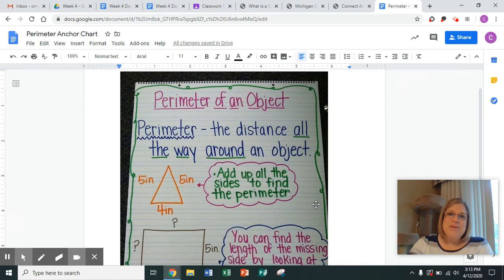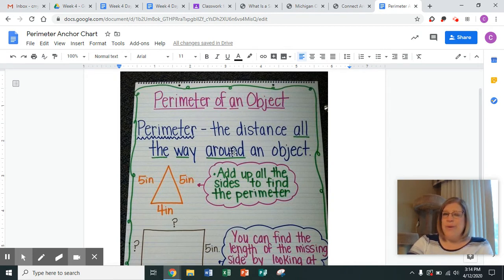This week in math, we're going to talk about perimeter. You learned perimeter back in second grade. Can you remember what that was? Well, if you forgot, I have a handy chart here that I found. So let's look. Perimeter of an object. Perimeter is the distance all the way around an object.